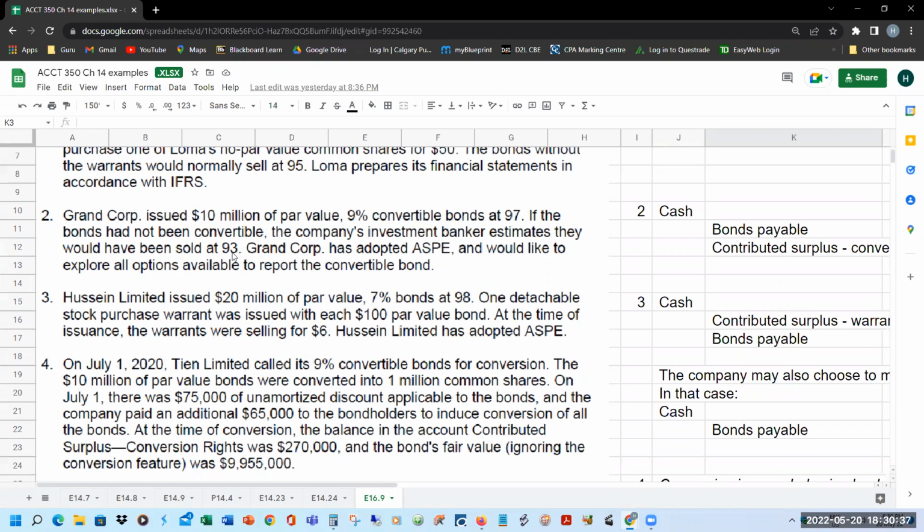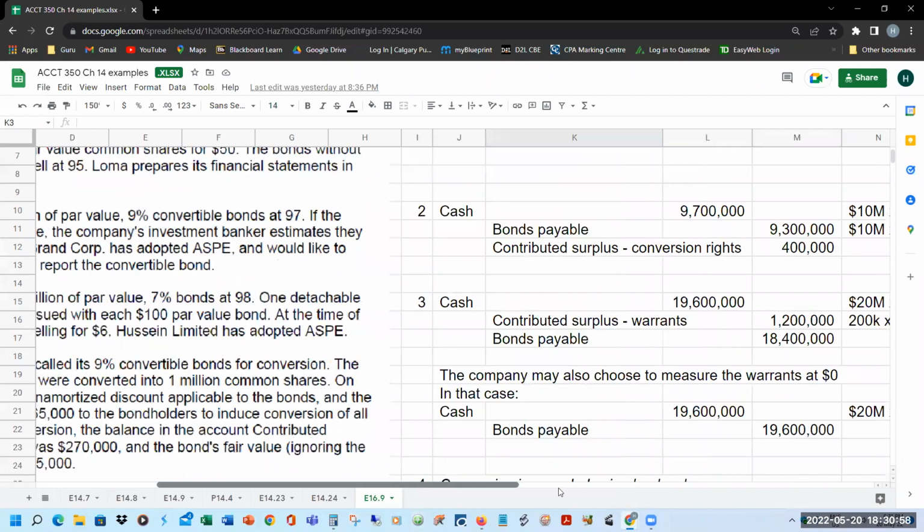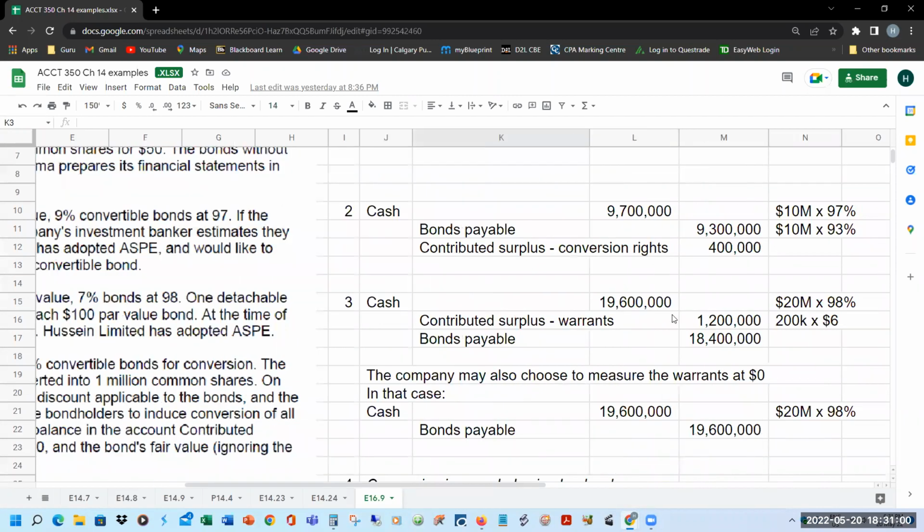So if these bonds had not been convertible, they could only have been sold at 93% of the face value, which is $9.3 million. So we're going to record the bonds payable liability at its fair value, which is $9.3 million. The company received cash of $9.7 million. The difference between the two represents contributed surplus.